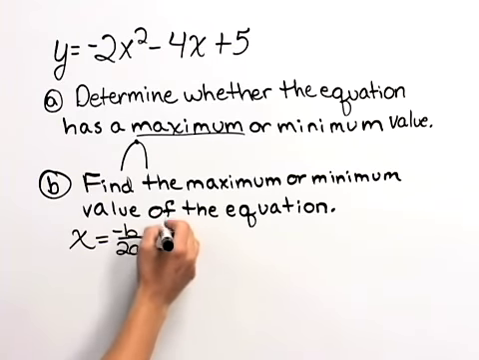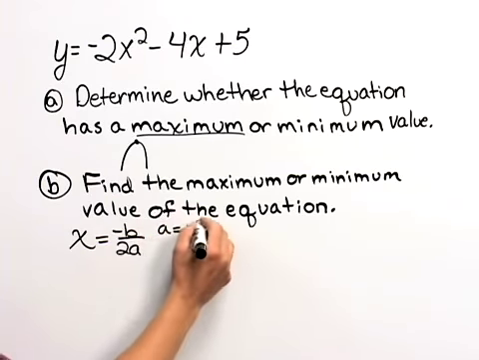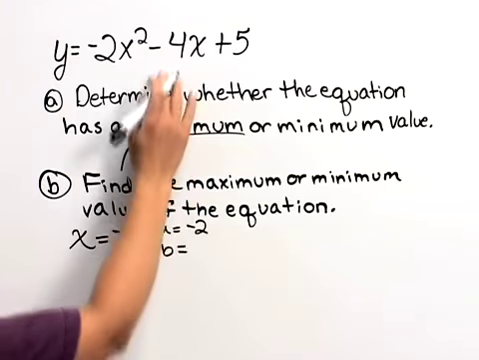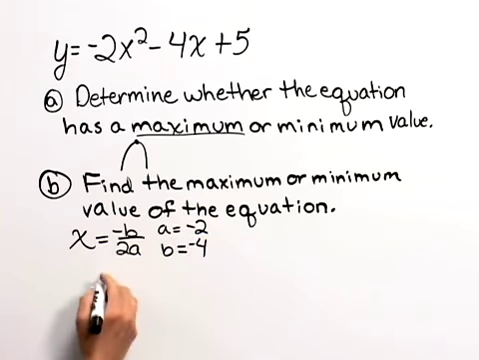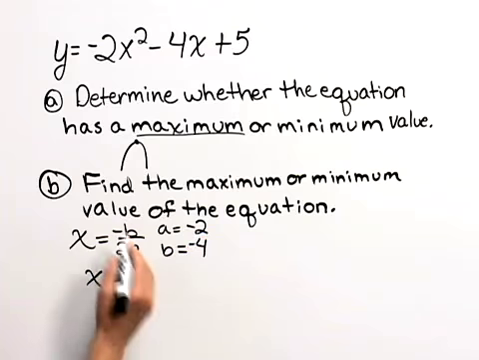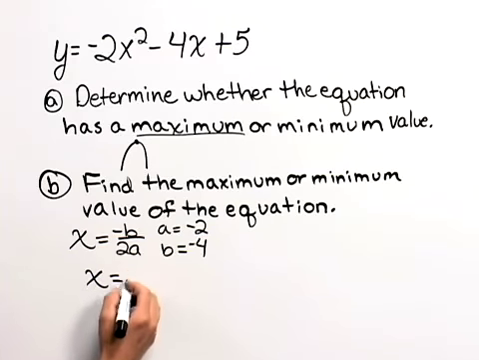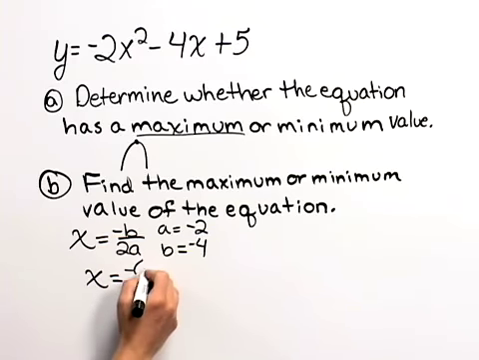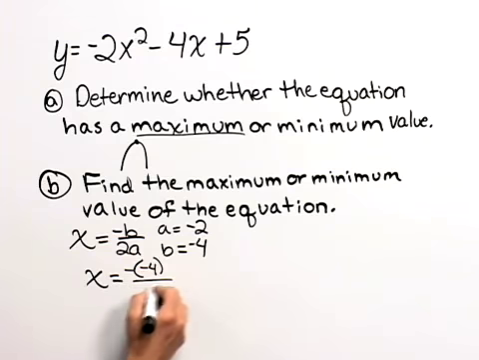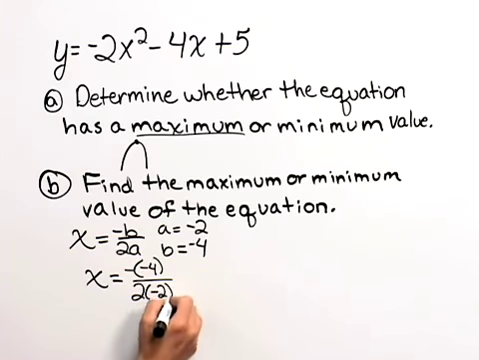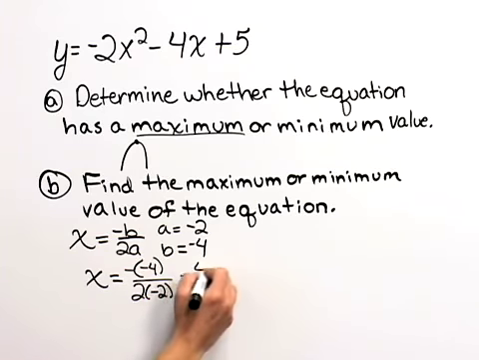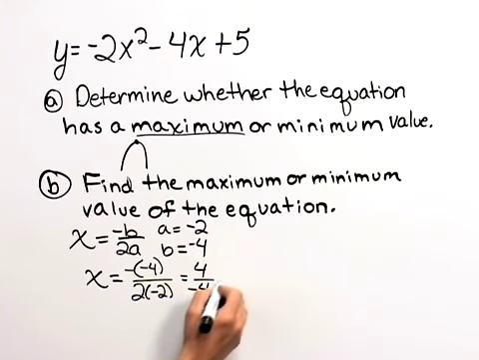So now our a is negative 2, our b is negative 4. So the x-coordinate, where we're going to have our maximum value on our y, will be the opposite of negative 4 over 2 times negative 2. That comes out to 4 over negative 4, which is negative 1.